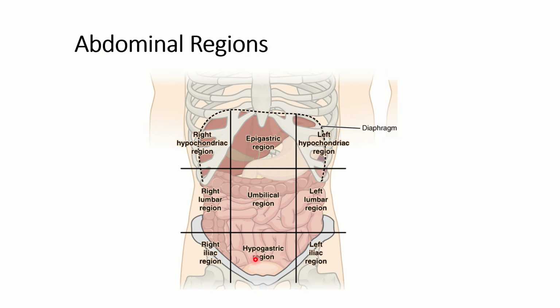In the hypogastric region, you have a small intestine and a urinary bladder. And in the right iliac region, you have the appendix and cecum and part of the ascending colon. And on the left iliac region, you have the small intestine. You have a sigmoid colon there.